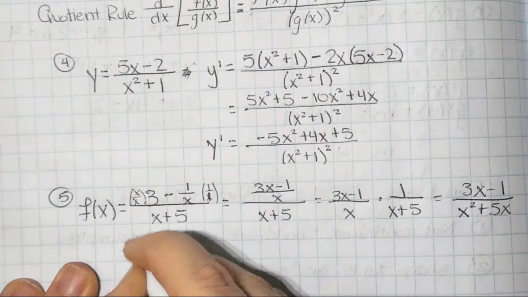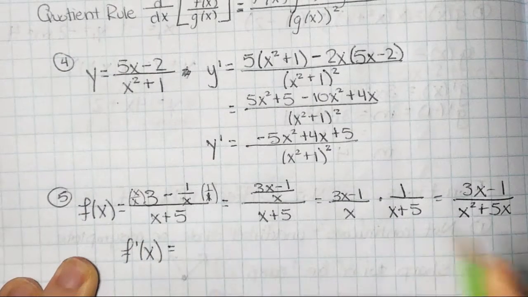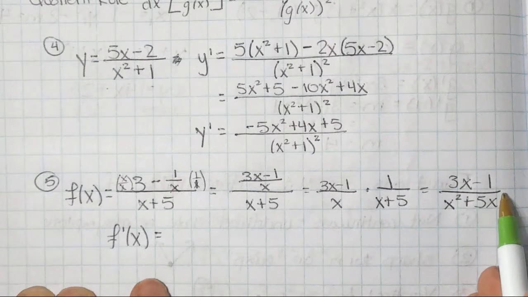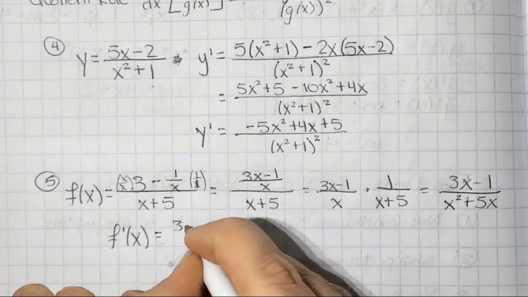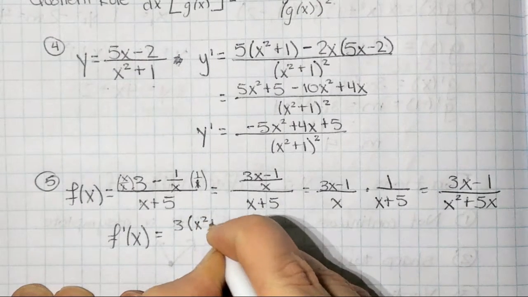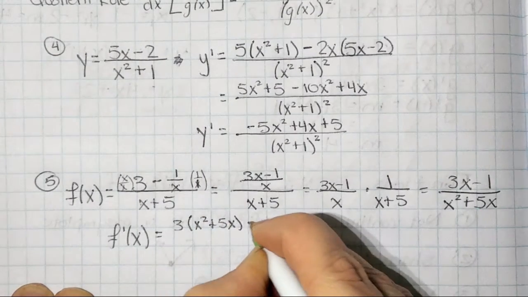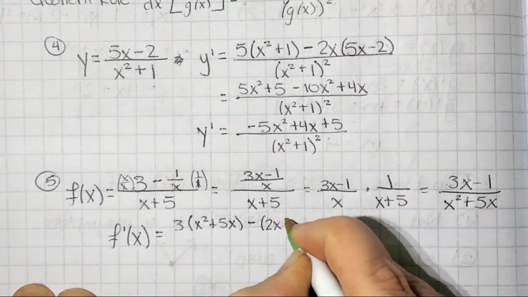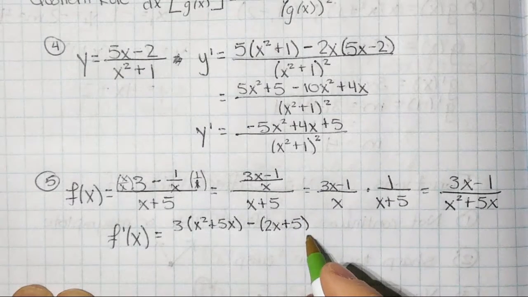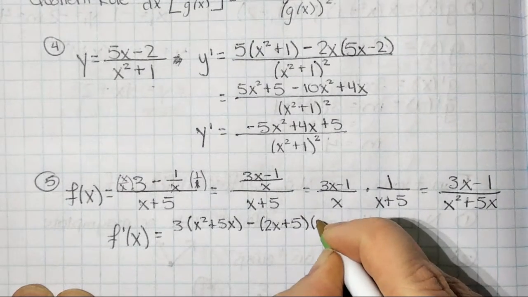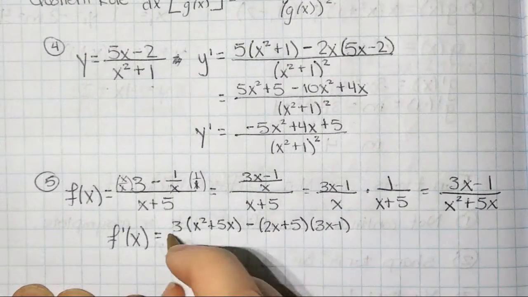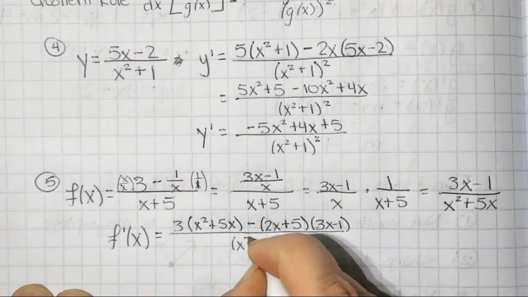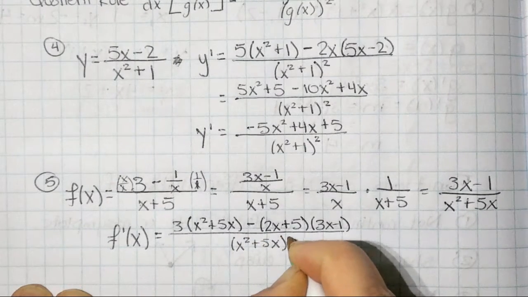So, f prime of x. Here we go. Look at that new and improved function, 3x minus 1. What's the derivative of that? Just 3. Times your bottom, x squared plus 5x, minus, what's the derivative of your bottom? 2x plus 5. Please make sure you guys are using parentheses. Times, what's your top? 3x minus 1. All over, what? X squared plus 5x, squared, exactly.